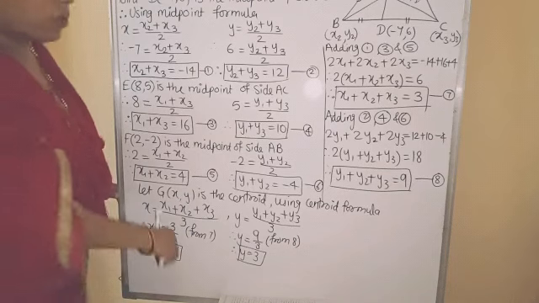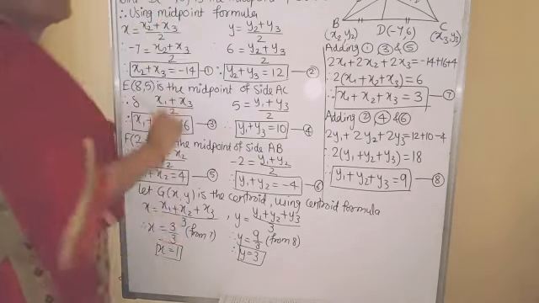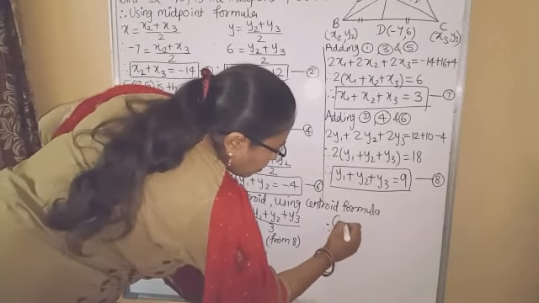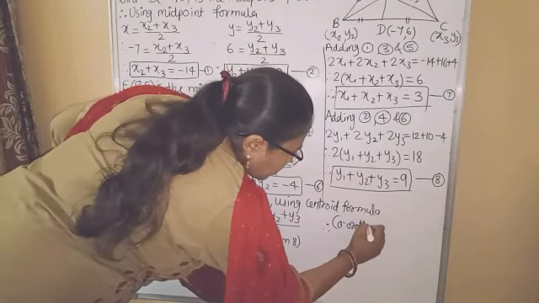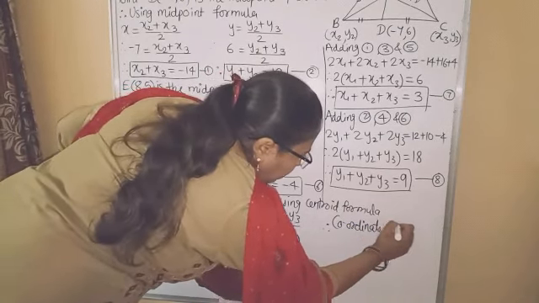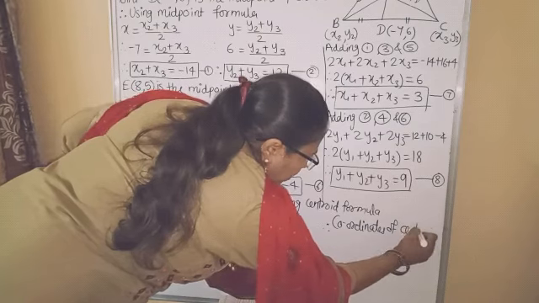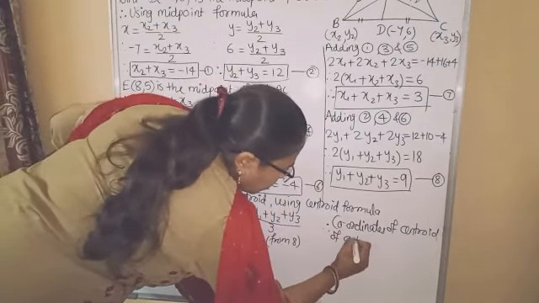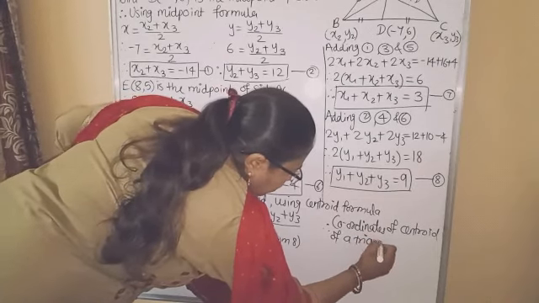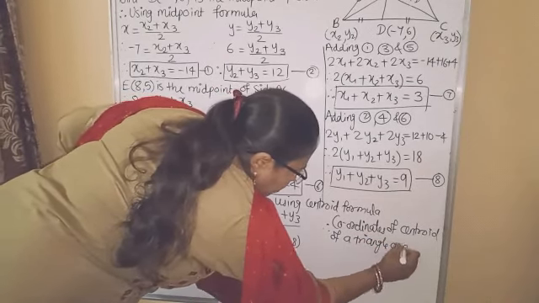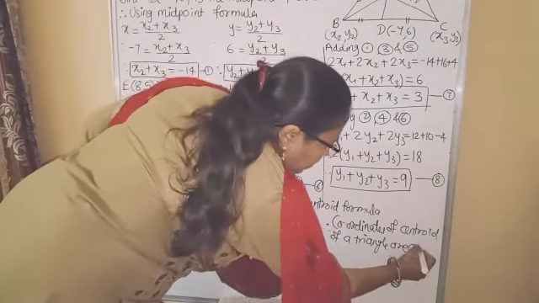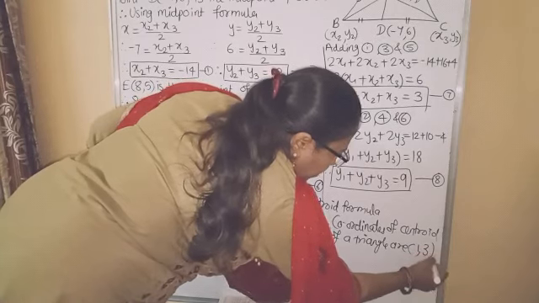So this way we got the coordinates of the centroid. The question is to find the coordinates of the centroid of the triangle, so we will write the answer. Therefore, the coordinates of the centroid of the triangle are (1, 3). So this is the answer.